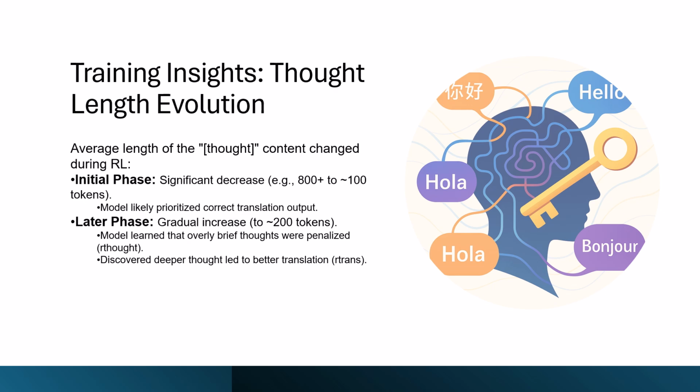The researchers also shared some interesting dynamics from the training process. For example, the average length of the thought that the model generated over time initially dropped significantly, perhaps as the model focused on getting the translation part right, but then the thought length started to increase again. This suggests that the model learned that while very short thoughts might be quick, they weren't leading to the best reasoning or the best final translations. So it found a better balance. Initially there's a decrease and then an increase, which is why we can see in this graph that the thought length increases as time passes.